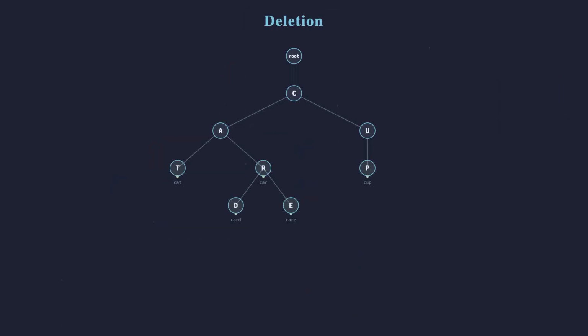Removing a word from a trie is a bit more nuanced than insertion. We can't just delete nodes blindly, because other words might depend on them. Let's delete card from our trie. First, we navigate to the last node of the word. Following C, R, D, we unmark D as an end of word. Now card is no longer recognized as a complete word.